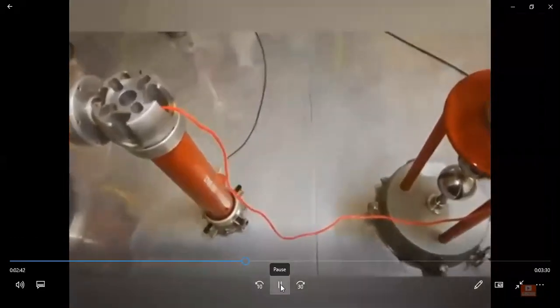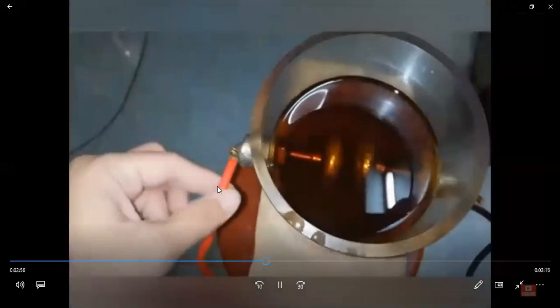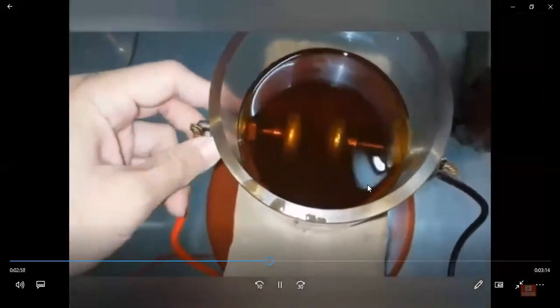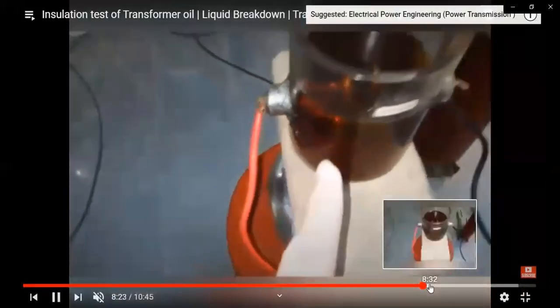Okay, now this is the positive terminal for that vessel, and the black is the ground. The red one is the positive, the phase. And the black will be ground, neutral. Look, that will be attached over here, the ground. We will cover that vessel, and then the experiment will be performed.